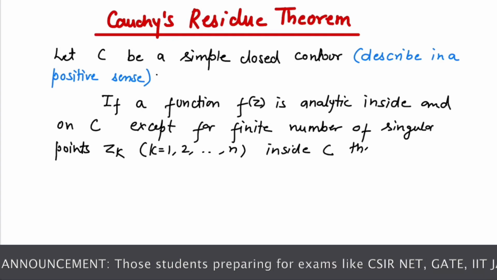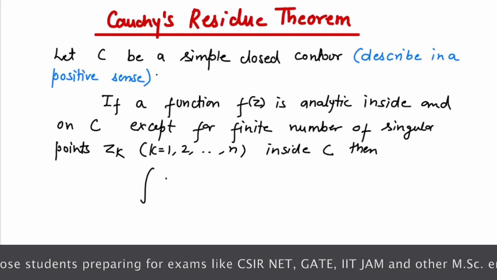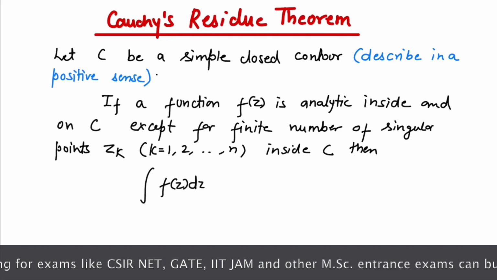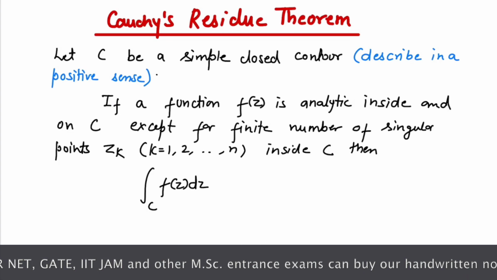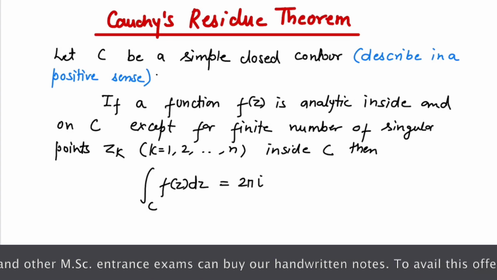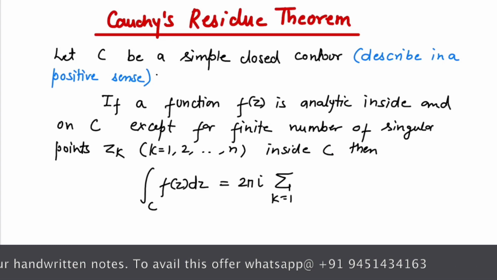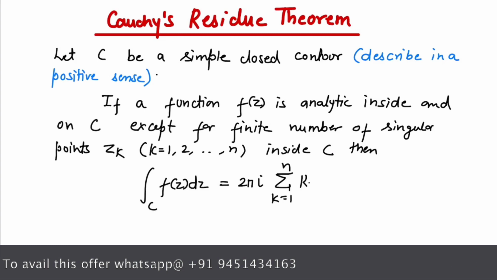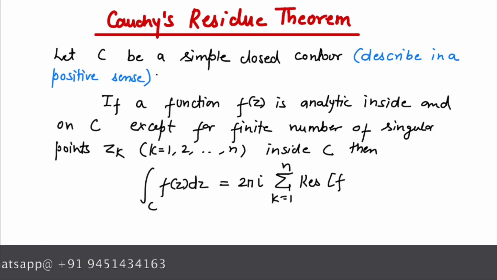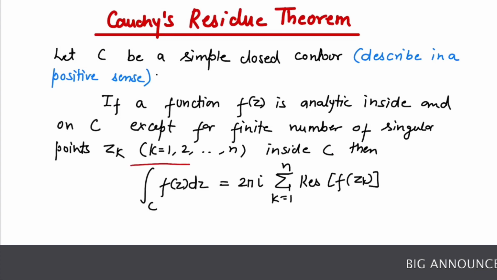Then the integration of function f of z over C equals 2 pi i times the summation, k running from 1 to n, of the residue of function f of z at point z_k. So this is Cauchy's residue theorem.